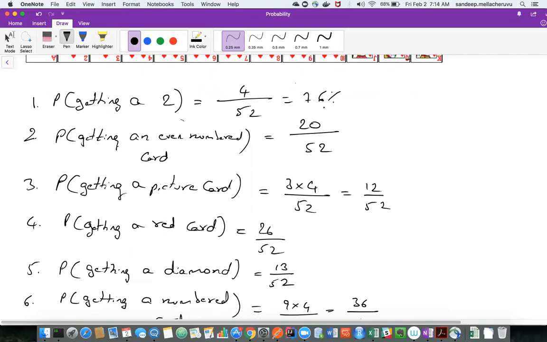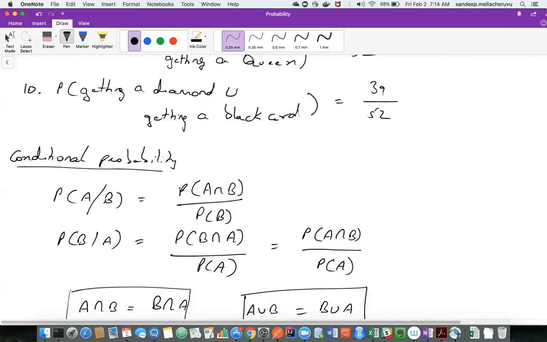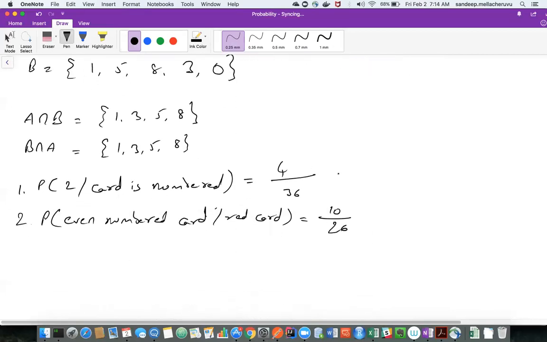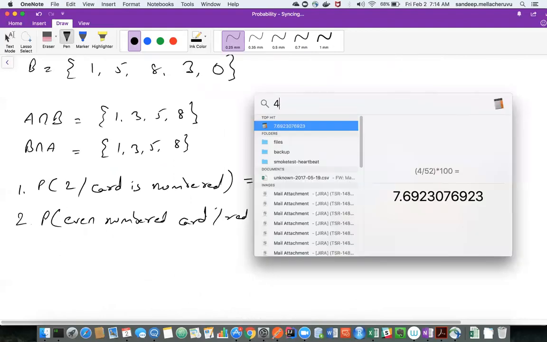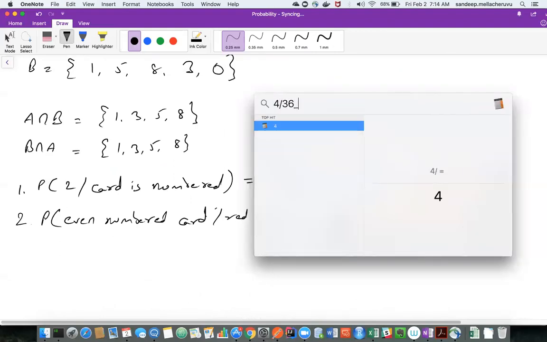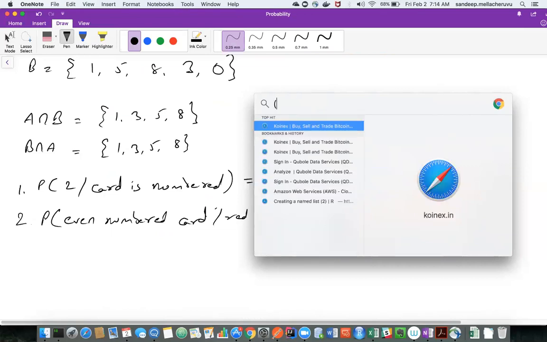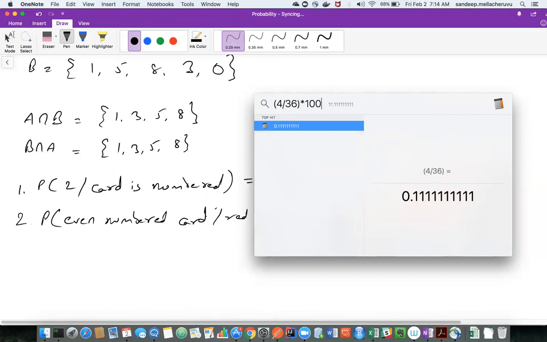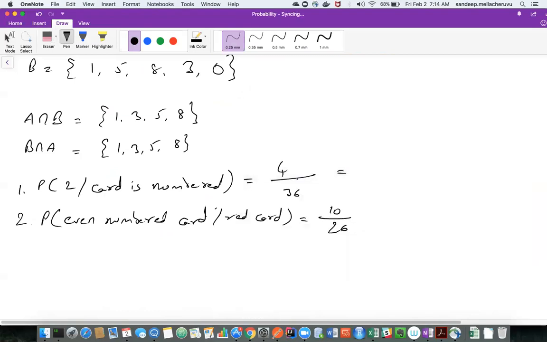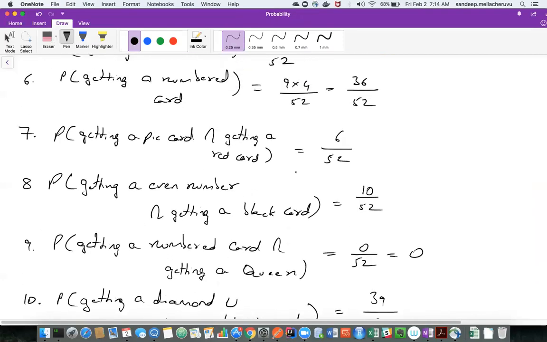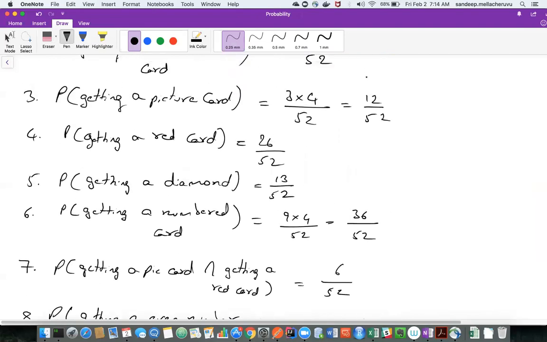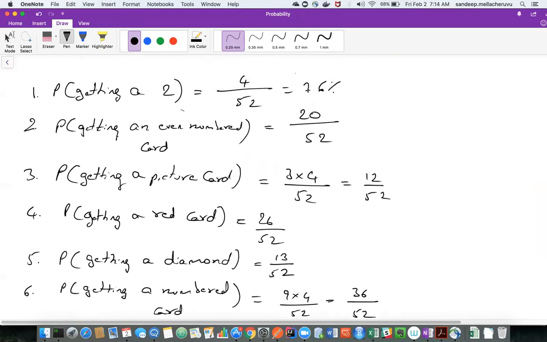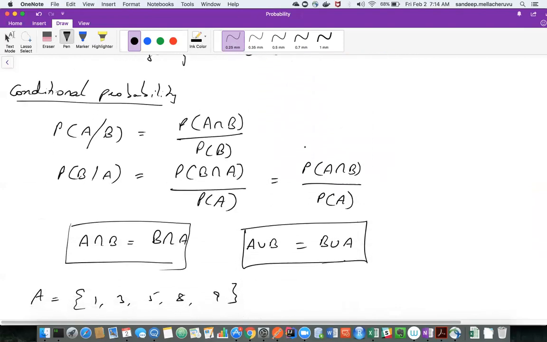So this is some 7.6 percent probability of getting a 2. Now probability of getting a 2, given that the card is numbered, is 4 by 36. Again, 4 by 36 into 100 becomes 11%. So sometimes your probability will get increased. In this case, the probability gets increased.